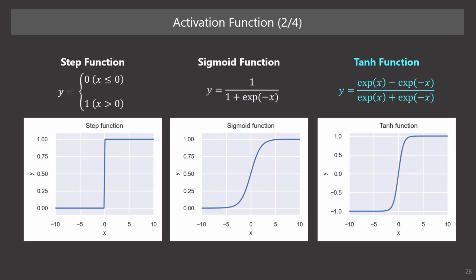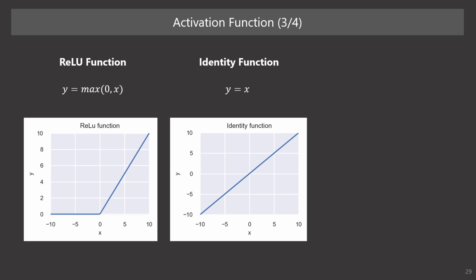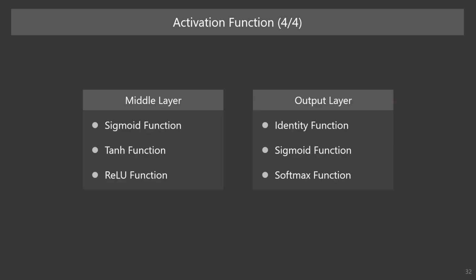Tanh function is an expansion of sigmoid function. It is also called hyperbolic tangent function. Its output ranges from -1 to +1. A few more. ReLU function returns the same value as the input value when the input exceeds 0, and otherwise it returns 0. Identity function returns the same value as the input value. These are the popular activation functions applied to a middle layer and output layer in a neural network.